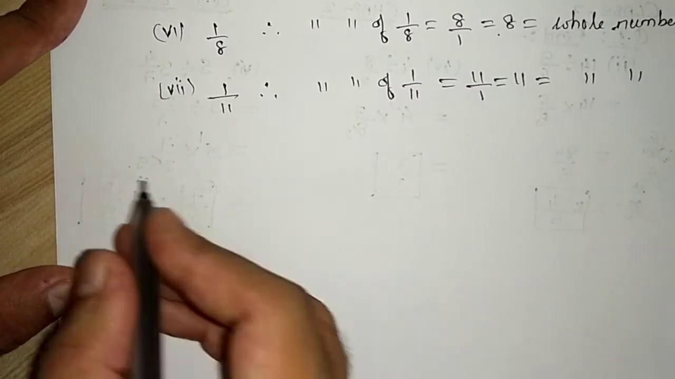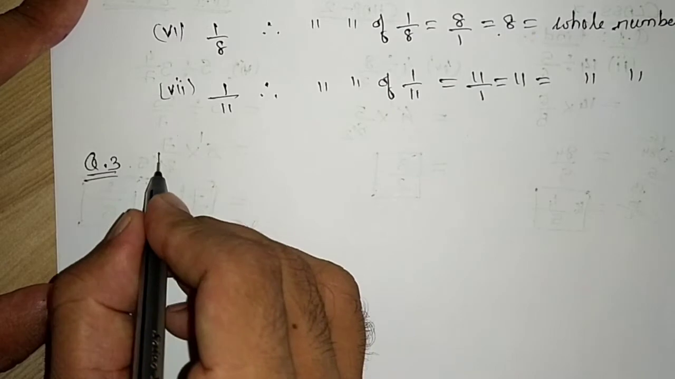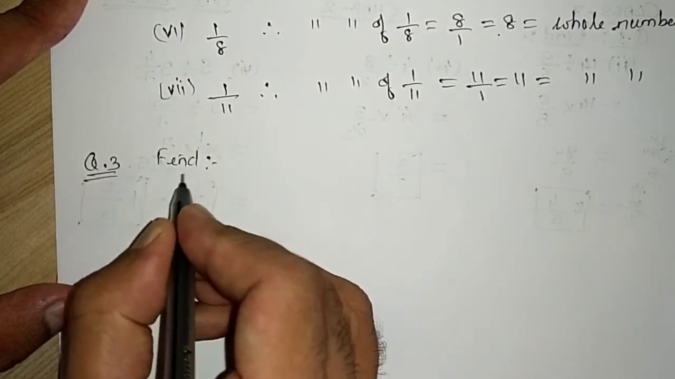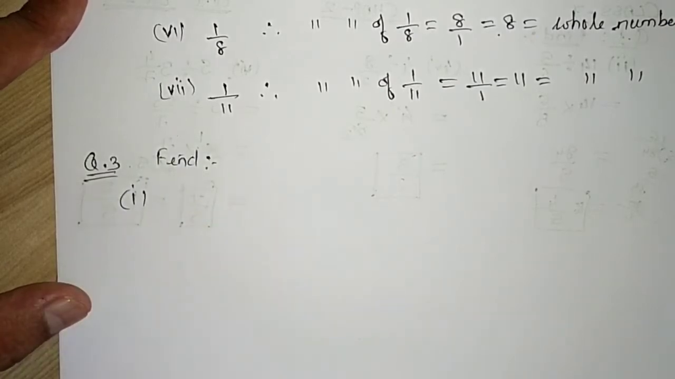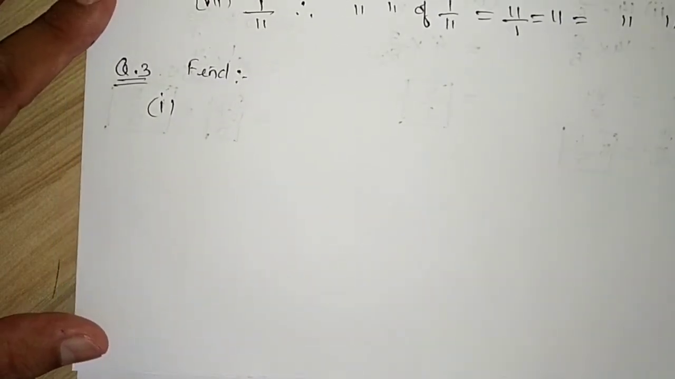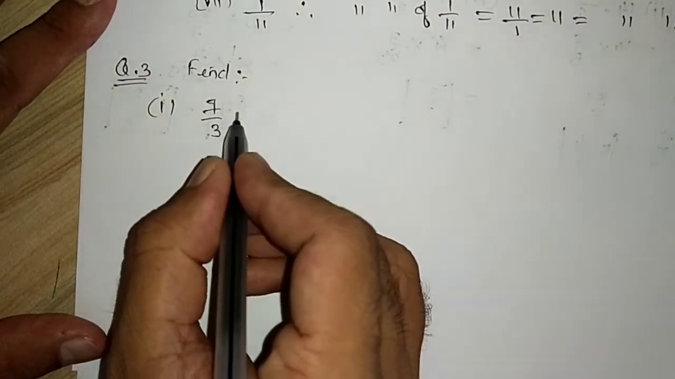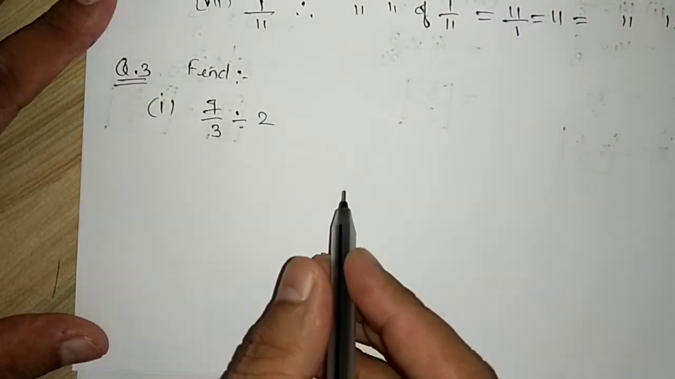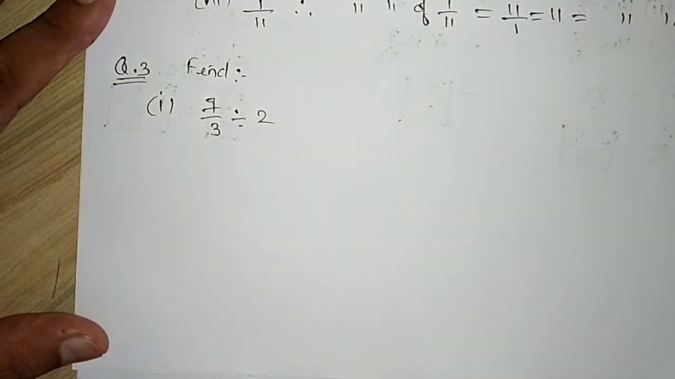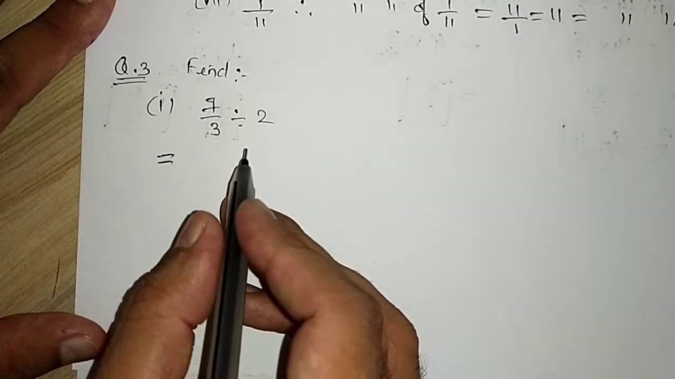Now let us move to question number 3. Question number 3 says, find. Again they have given you 6 parts, and from that I will solve 3 for you. 3 will be for your homework. Part 1 says 7 divided by 3 whole divided by 2. A fraction is divided by a whole number. You know how to solve a fraction when the fraction is divided by a whole number.